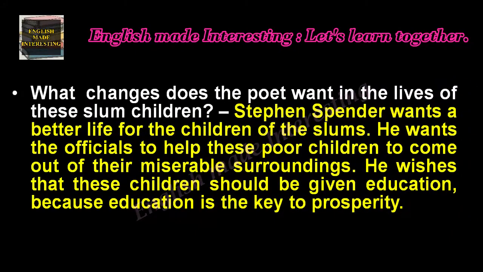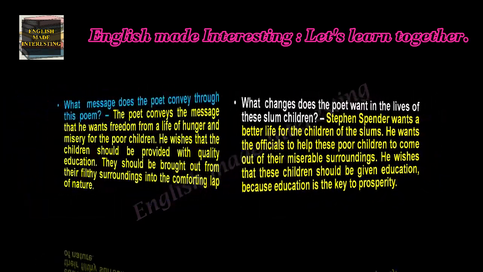What changes does the poet want in the lives of these slum children? Stephen Spender wants a better life for the children of the slums. He wants the officials to help these poor children to come out of their miserable surroundings. He wishes that these children should be given education because education is the key to prosperity.